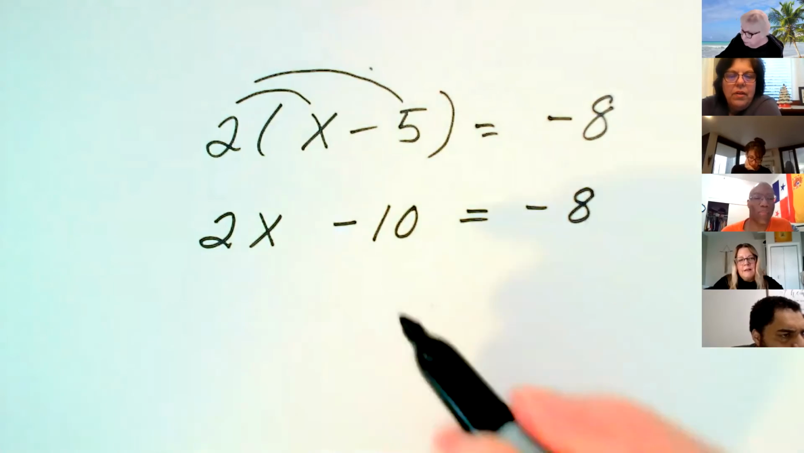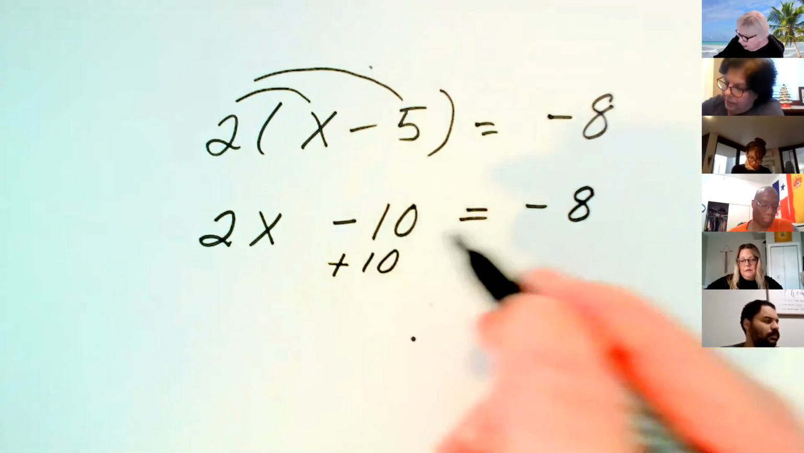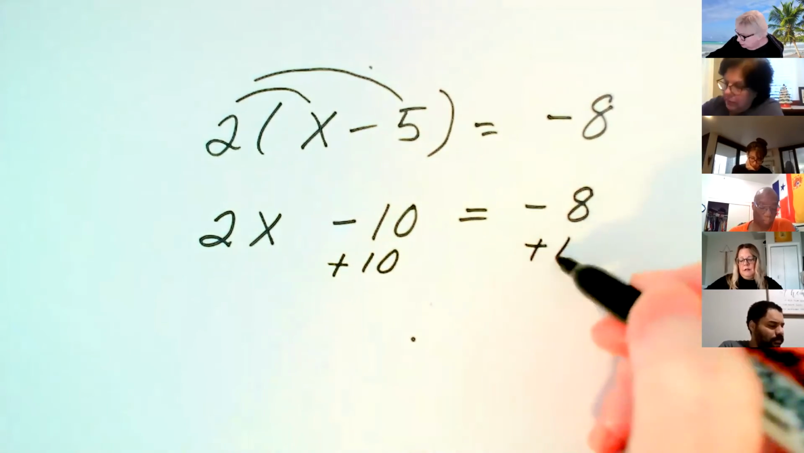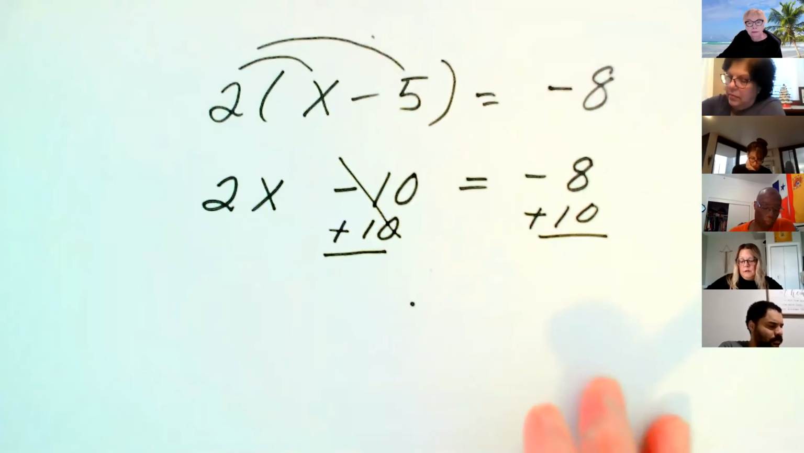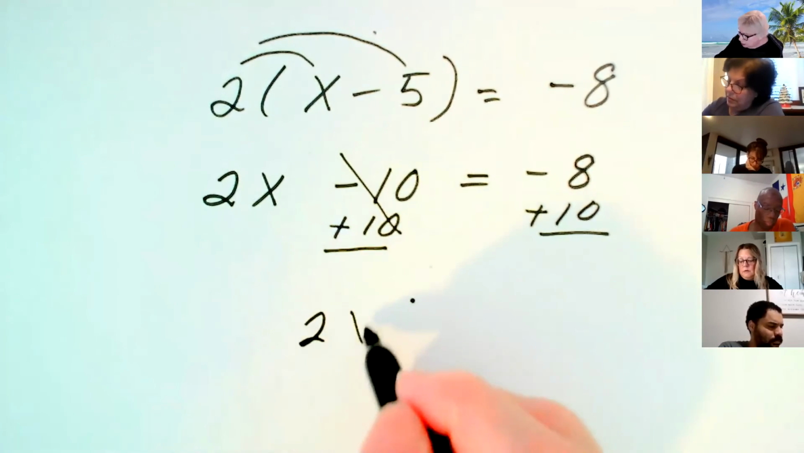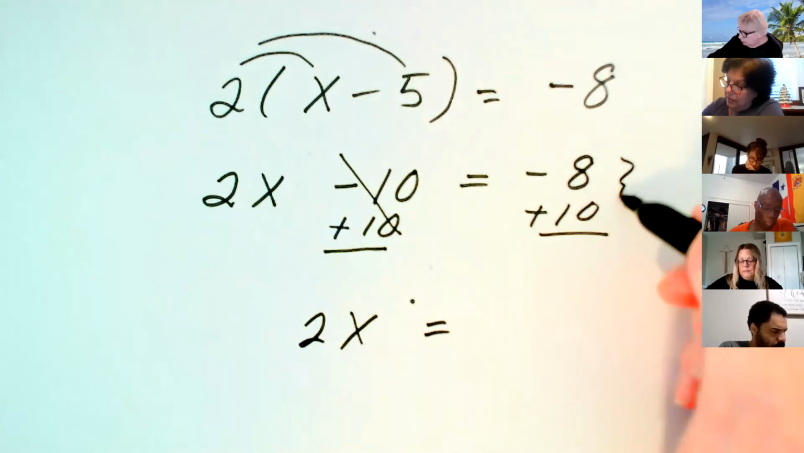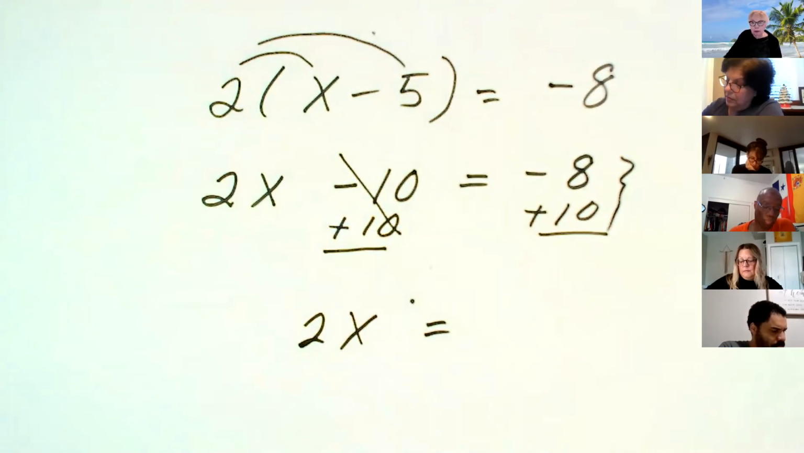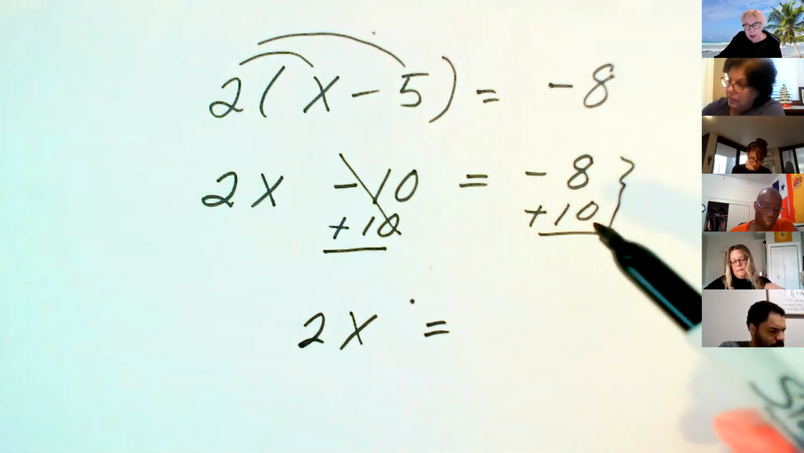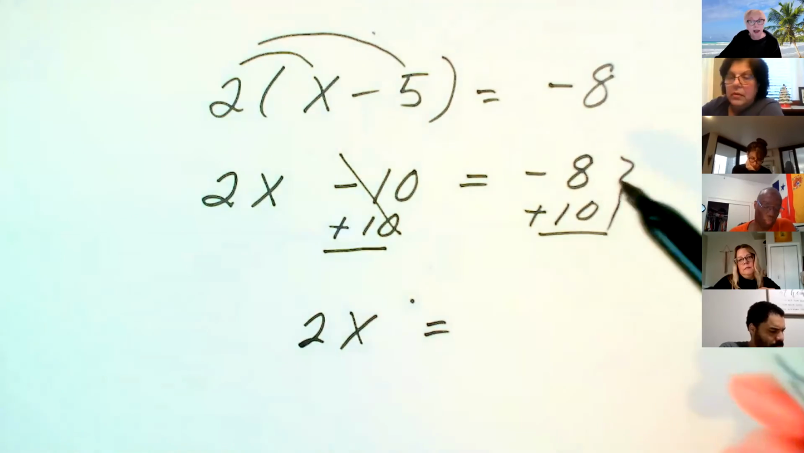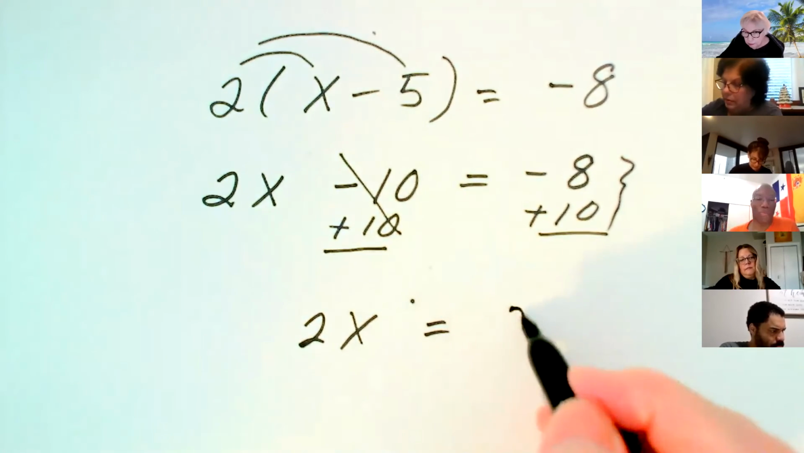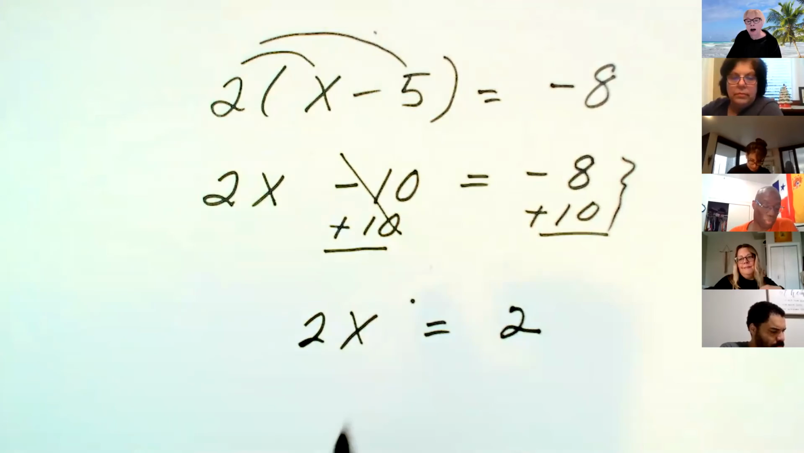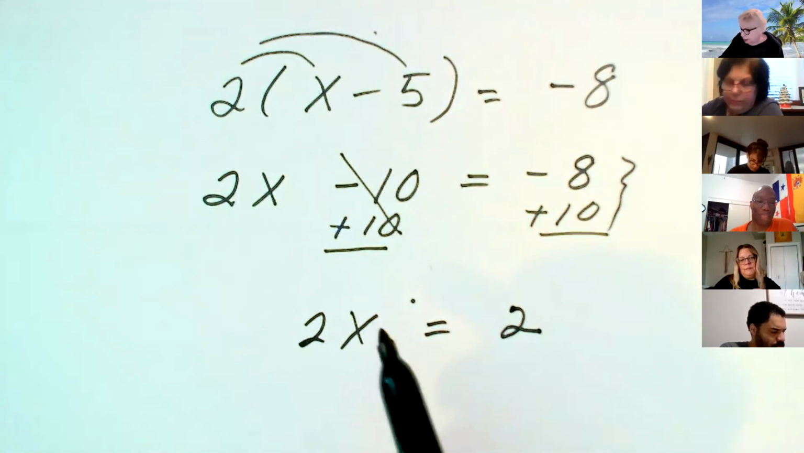Add +10. Add 10, add 10. I'm left with 2x. Now, let's just be careful here because people make mistakes. -8 plus 10 is the same as 10 plus -8. Answer? 2. Correct. Are we done yet? No, we're not there yet.